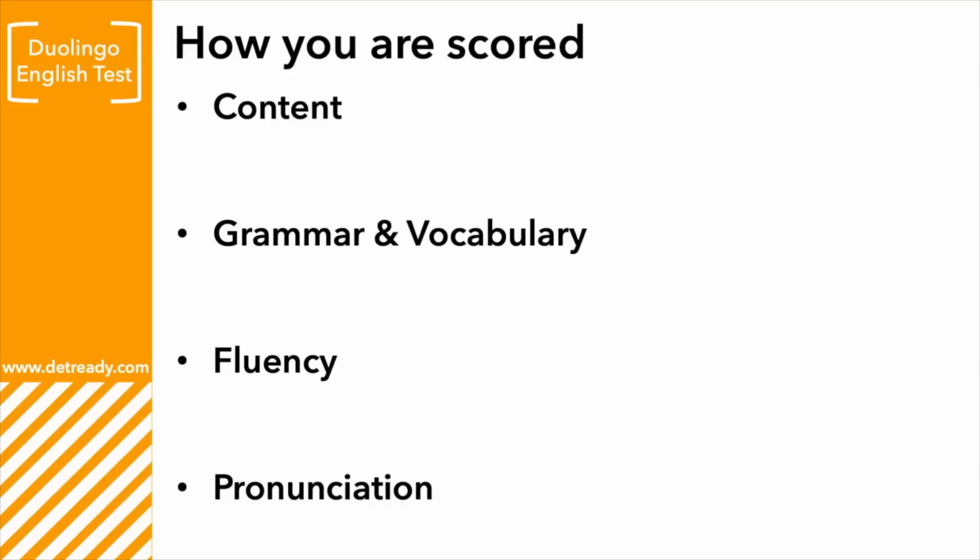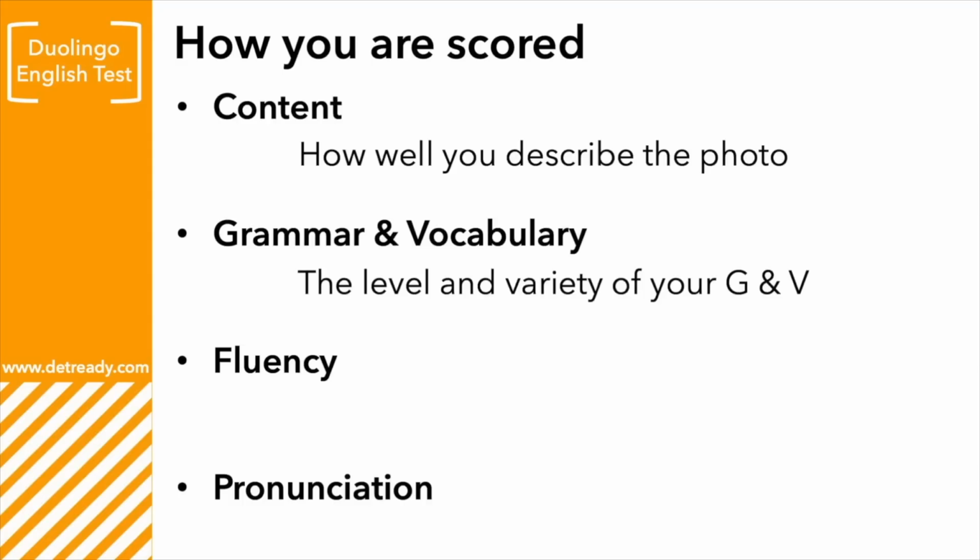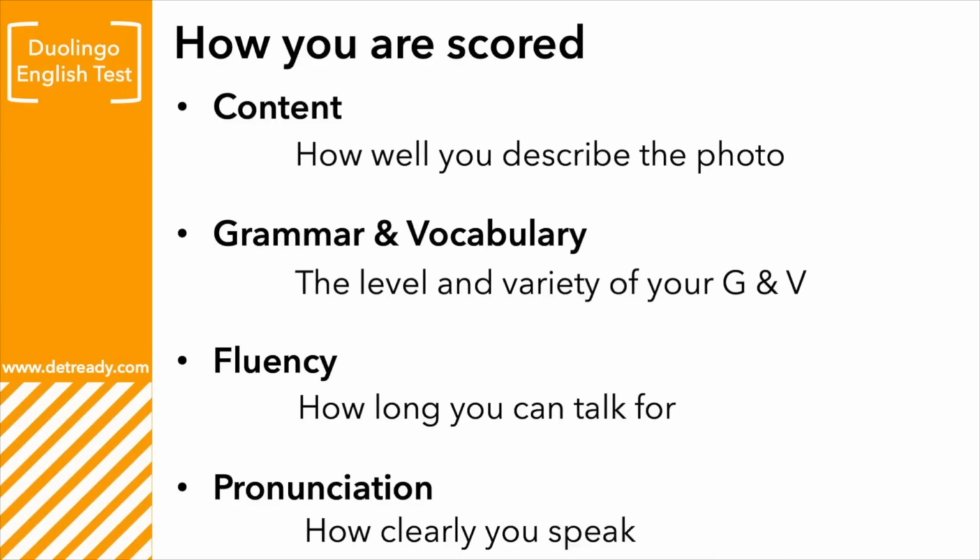Don't start over again. Now let's take a look at the scoring criteria for this question type, and there are 4 main categories you need to be aware of. The first category is content. Basically, how well do you describe the photo? Next is grammar and vocabulary. Duolingo are looking for the level and variety of your grammatical structures and your vocabulary. Next is fluency, and in the Duolingo official guidebook, they say that fluency is how long you can talk for in a limited time. And lastly, we have pronunciation, which is how clearly you can speak.